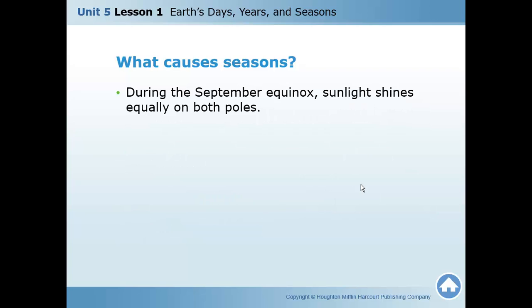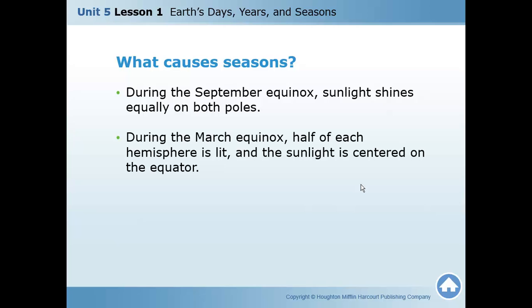During the September equinox, sunlight shines equally on both poles. So on a day in September, we have an equal amount of sunlight on the north and south poles, in the northern and southern hemisphere. During the March equinox, half of each hemisphere is lit and the sunlight is centered on the equator.